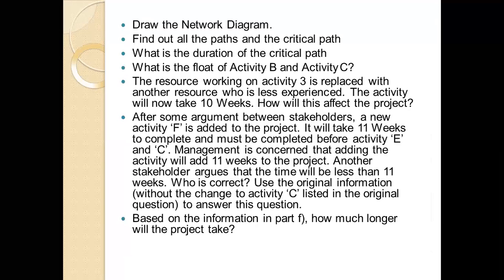After some argument between the stakeholders, a new activity F is added to the project. There may be a case where a new activity is added to a project. That means you have to change the network diagram. This F activity will take 11 weeks to complete, and must be completed before activity E and C. Management is concerned that adding the activity will add 11 weeks to the project. Another stakeholder argued that the time will be less than 11 weeks.